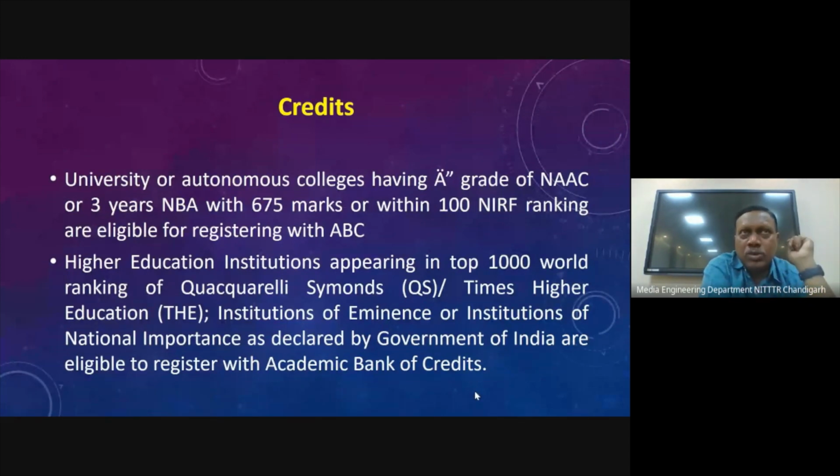So if you want your institute to be part of this ABC, and your students want to take advantage of the ABC which the UGC has already released, then you must try to get into this type of requirements. At least do go for the NAAC, go for the NBA, and get into this eligibility criteria.